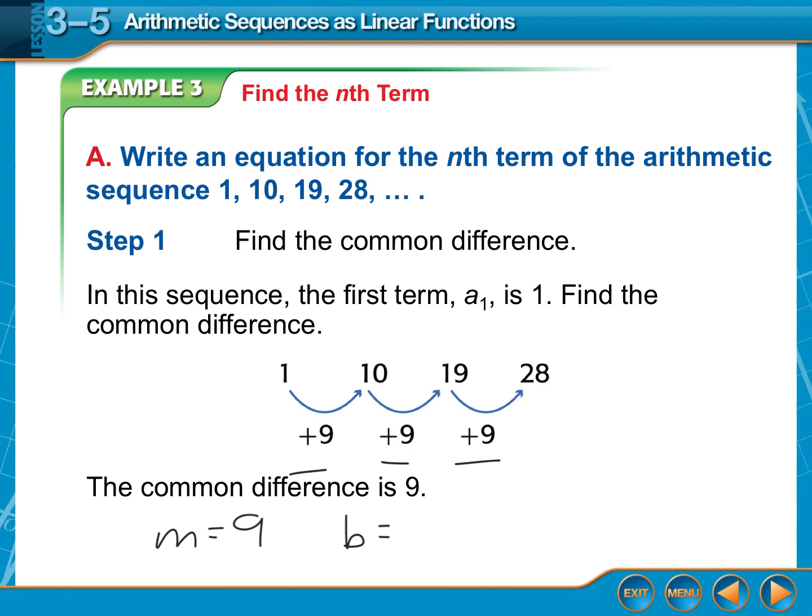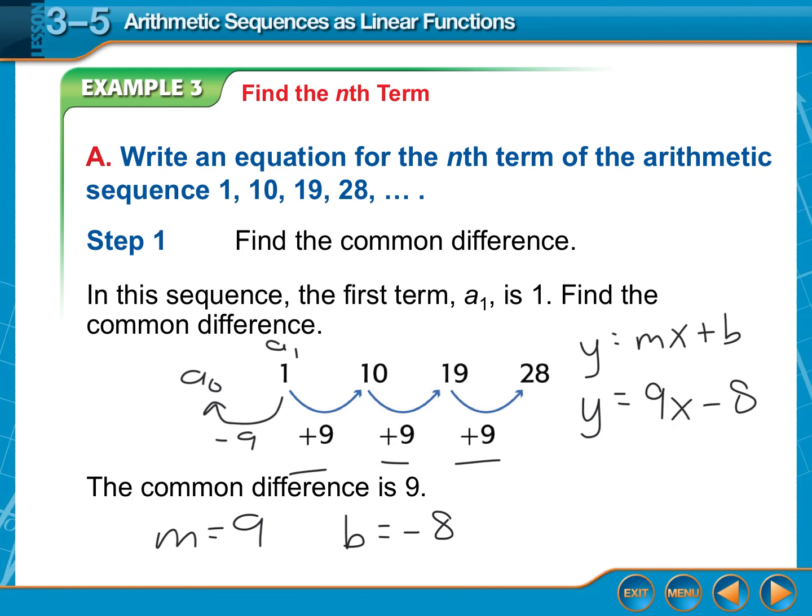How do we find it? Technically 1 is a sub 1, so we need to go backwards to find a sub 0. So we need to subtract 9. What's 1 minus 9? Negative 8. So I have my two terms now, and I just want to plug them into the equation. If I have y equals mx plus b, you have y equals 9x plus negative 8, or just minus 8.